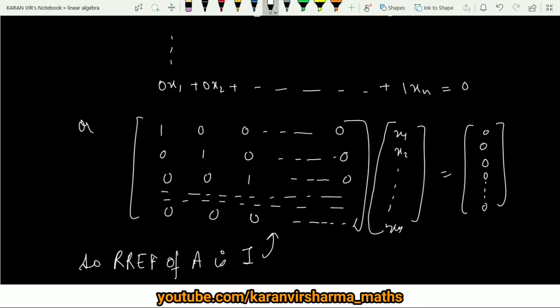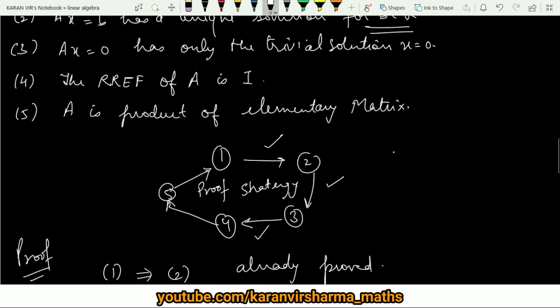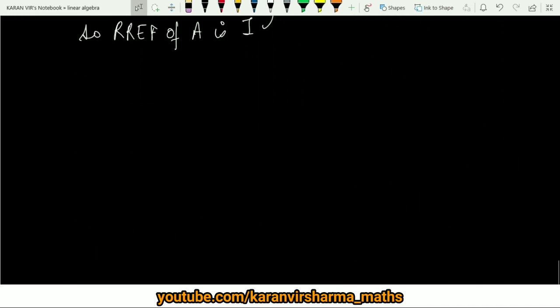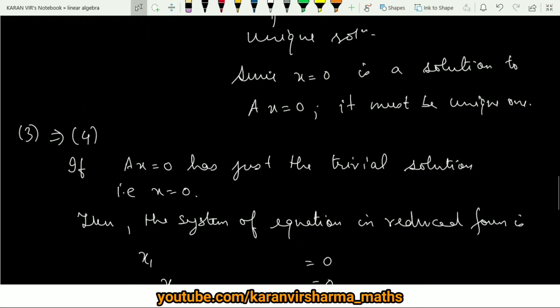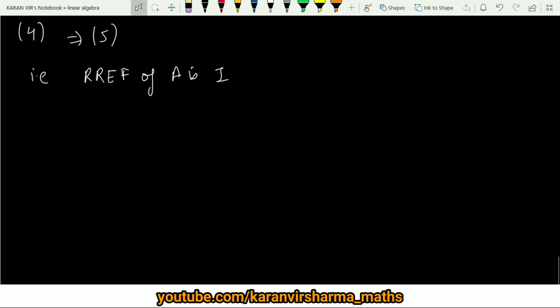So that is what I wish to prove from third till fourth. So I have proved the fourth part using the third. Now I'll be using the fourth part, that is, the row reduced echelon form of A is identity, and what I wish to prove is that A is a product of elementary matrices. So I'll be proving 4 implies 5. That is, if the row reduced echelon form of A is nothing but identity, then I wish to prove that A is a product of elementary matrices.